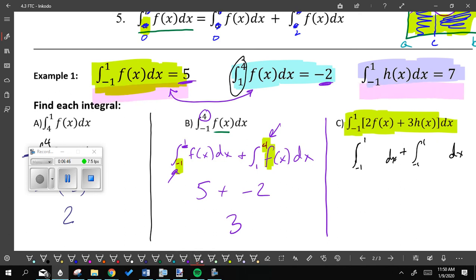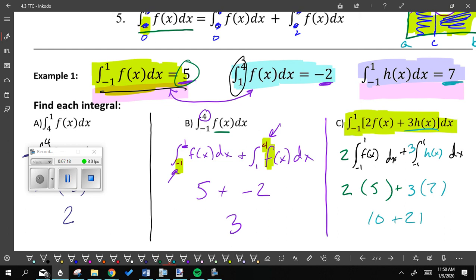But I've got this 2. And that 2 throws me off. What can I do with that 2? Pull it out in front. So it is the same thing as 2 times 5. Plus this other one. Well, this one's an h of x problem, which is fine. But it said 3h of x. So again, I'm going to take that 3, pull it in front. So it's 3 times that value, which is 7. 10 plus 21 is 31. It's a lot of common sense kind of stuff. It's not as complicated as it seems. It's just a matter of applying some rules.